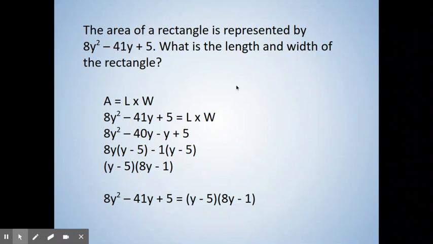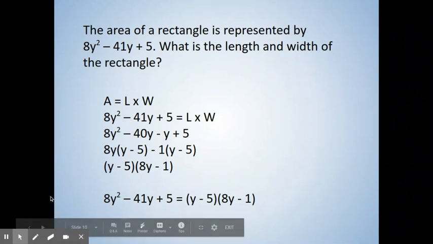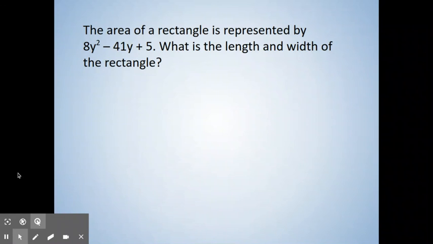One more question. We've got the area of a rectangle is represented by 8y squared minus 41y plus 5. And the question is, what is the length and width of the rectangle?